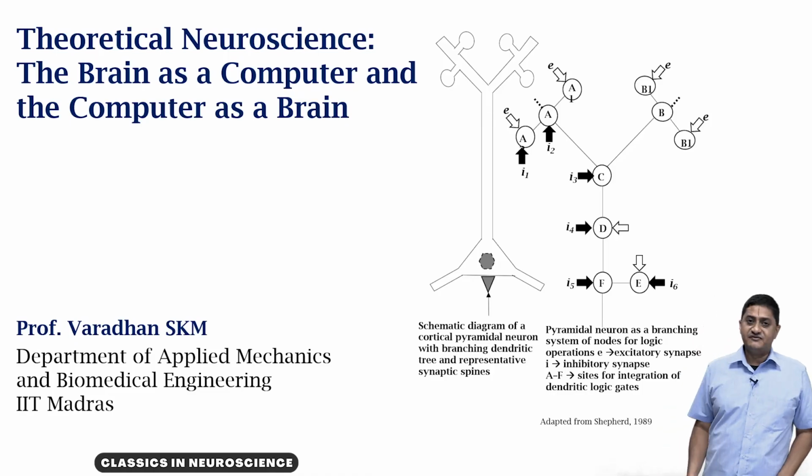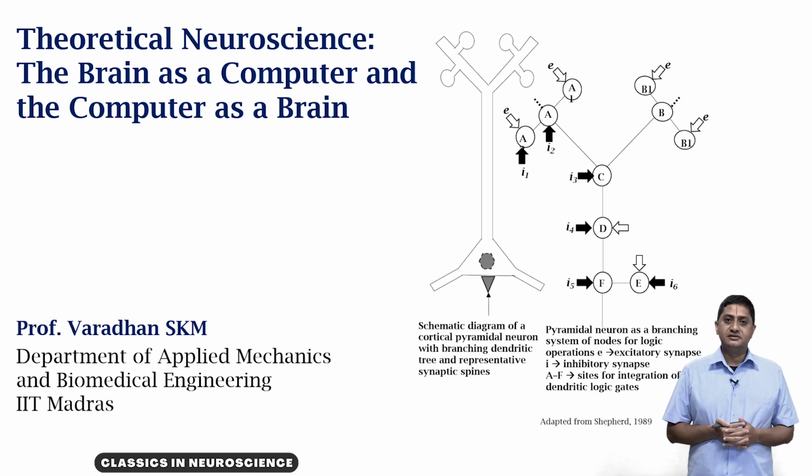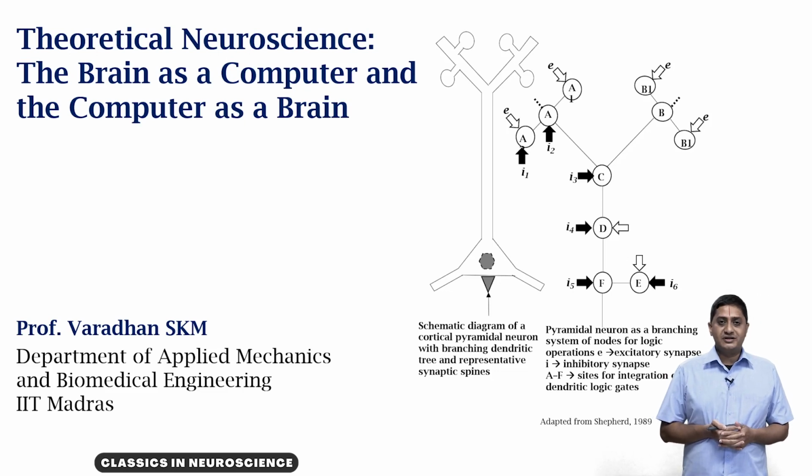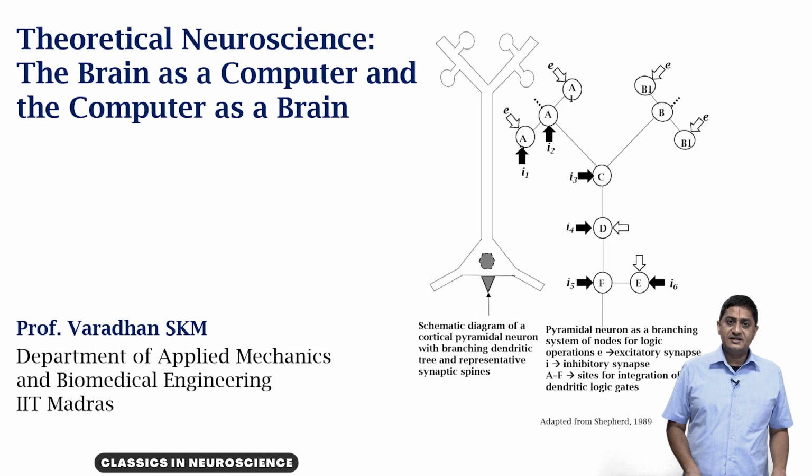In the last series of videos, we looked at pharmaceutical agents that could help patients of neuropsychiatry, or those who have psychological or psychiatric disorders. In this series of videos, starting with this video, we will look at theoretical neuroscience and how we can consider the brain as a computer and the computer as a sort of a brain.